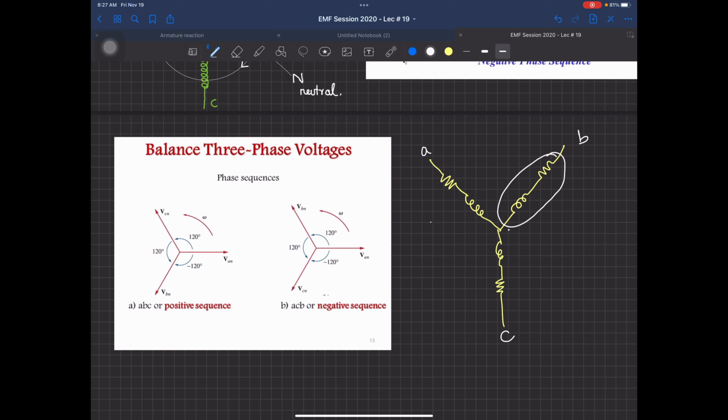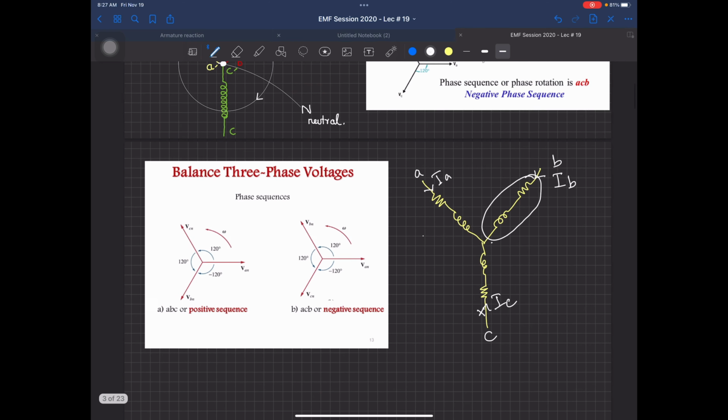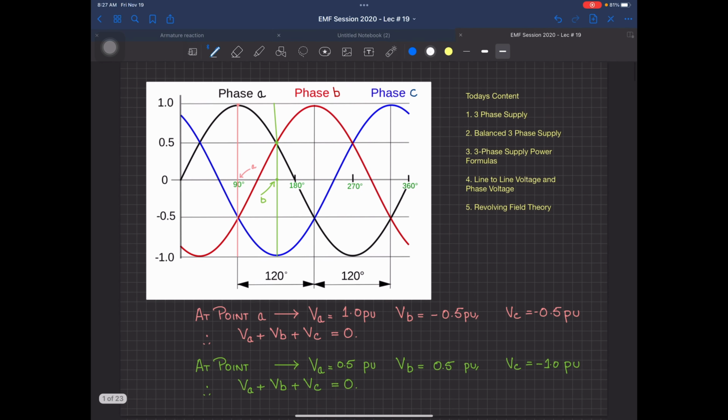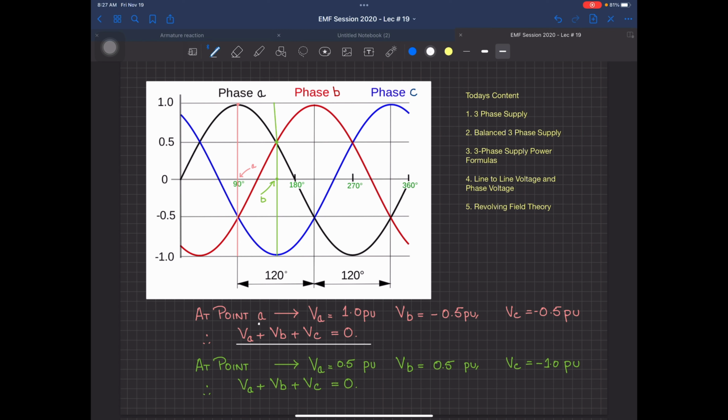Maybe the resistance of B phase is a little less or a little larger. Now when this happens, the amount of current flowing inside this branch we can call IB, this one IA, and this one IC. Practically, current IA plus IB plus IC should be equal to 0 for obvious reasons, because at any point the voltage was 0.